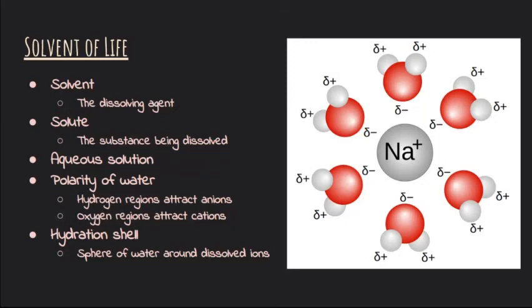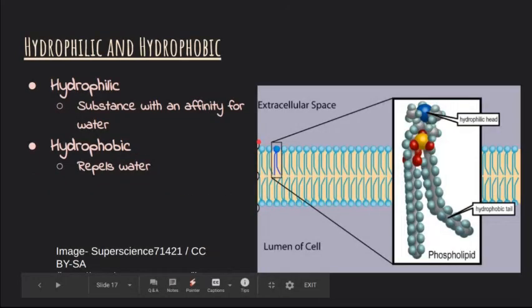So this property is also because of the polarity of water. Hydrogen regions, which are positive, as in these little white balls, you can see that they are positive, they're going to attract anions, which are negative ions, while the negative oxygens will attract positive ions, which are considered cations, as you can see in this diagram right here, and they will form what is called a hydration shell, which is this sphere around the dissolved ions.